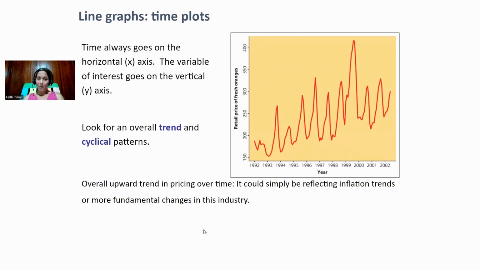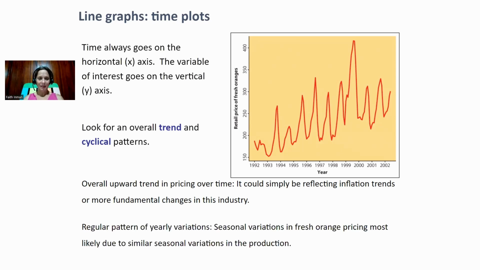So there's, again, an upward trend in pricing over time. It could be simply reflecting inflation trends or more fundamental changes in the value of fresh oranges. And the regular pattern of yearly variations probably reflects some seasonal variation in the fresh orange pricing, probably because when the oranges are harvested, there's a lot of them, the prices go down, and then the prices go up when there aren't as many of them.